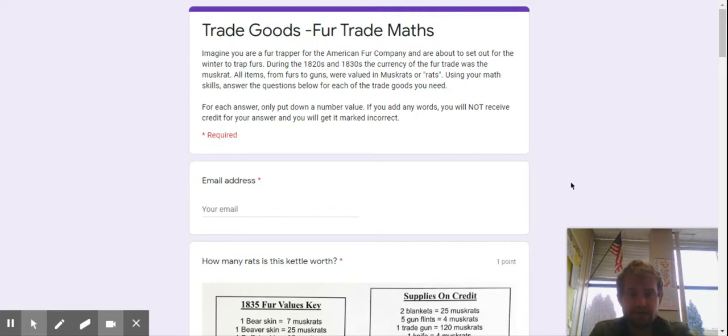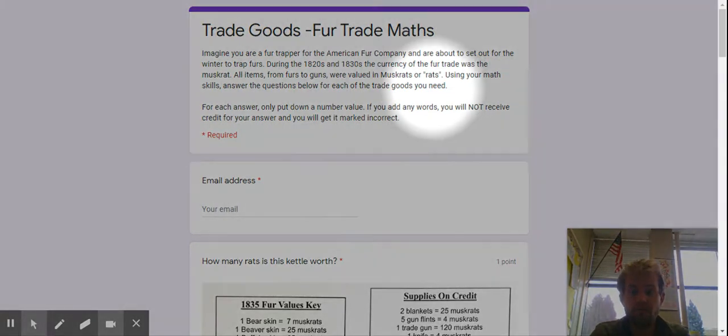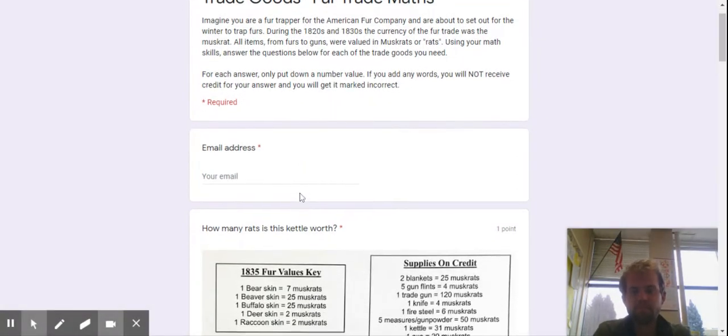For each answer, and I cannot stress this enough, for each answer, only put the number value. You will be rounding to the tenth. But do not put any words, only the number value. If you put any sort of words, it's not going to mark it correct. That's super important. Only put down the number value.